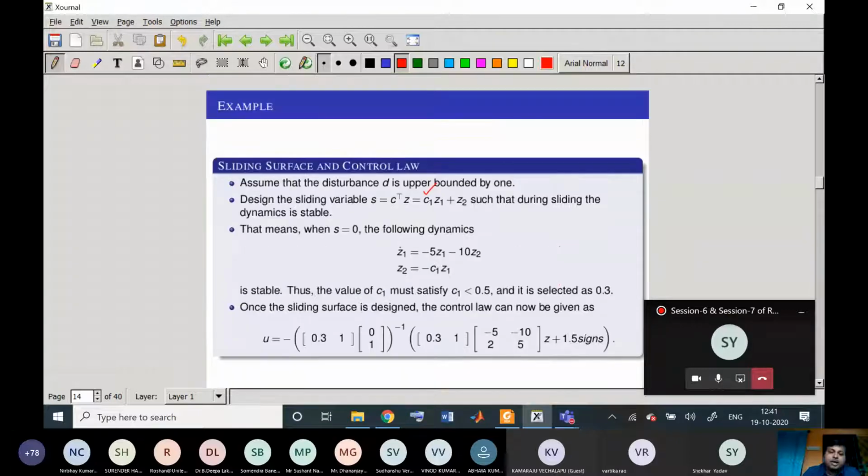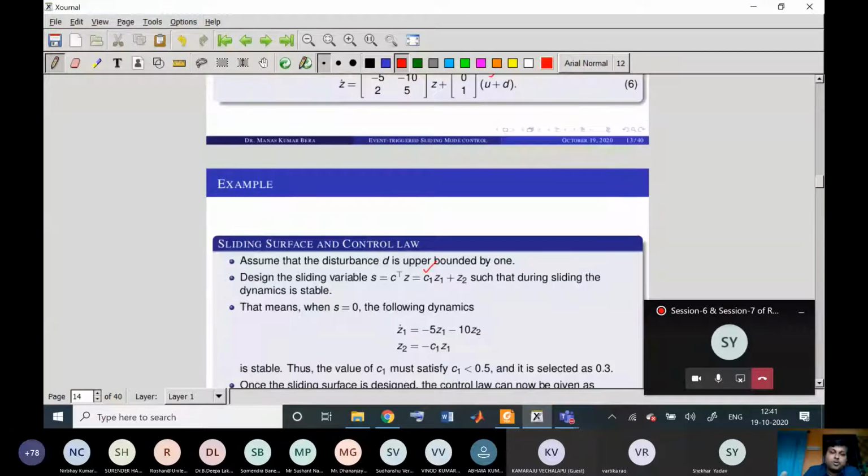Now I will tell you how to design this C1. If we make S equal to 0, following the steps I have shown, you will reach Z1 dot equal to minus 5 into Z1 minus 10 into Z2. With the control you will make S equal to 0, and from here we can find that Z2 will be equal to minus C1 into Z1.